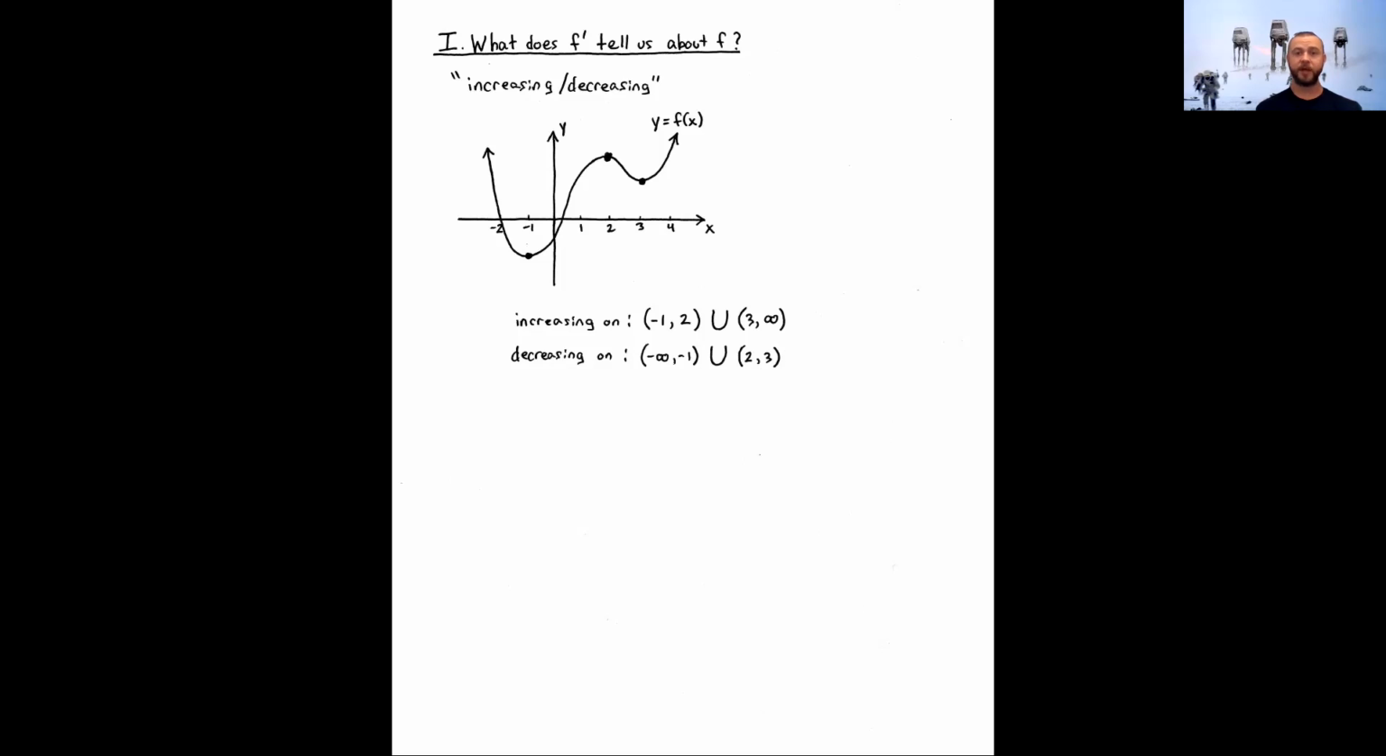Similarly, if we go left to right, the y values go down, get smaller, for the first interval, negative infinity to -1. And notice between the local max and local min, the function is also decreasing. We're going to see that relationship between increasing, decreasing, and the local maxes and local mins fully later in the lecture.